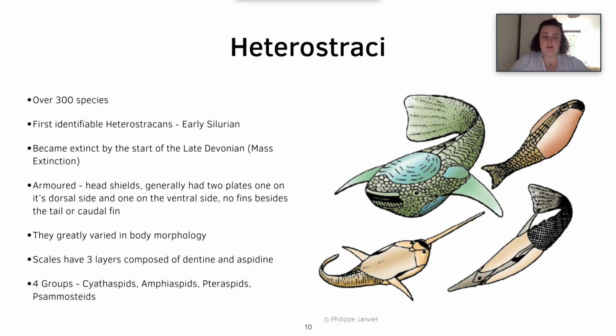There's over 300 known species in the fossil record, and they are characterised by the armoured head shields. So they have two plates, one on the dorsal side and one on the ventral side. And they have no fins beside the caudal fin. And they greatly varied in body morphology, as you can see in the image on the right. And the scales have 3 layers composed of dentine and aspidine.